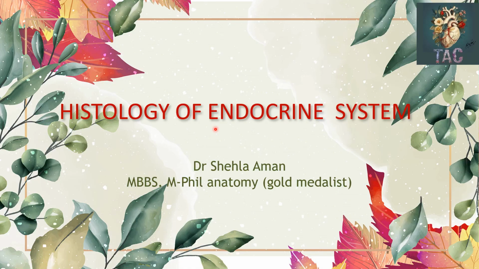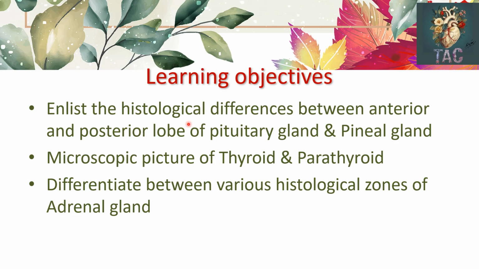Today we are going to start with the histology of the endocrine system. So the main objectives of the endocrine system histology are to enlist the histological differences between the anterior and posterior lobe of the pituitary gland and the pineal gland, the microscopic picture of the thyroid and parathyroid gland, and differentiate between the various histological zones of the adrenal gland.